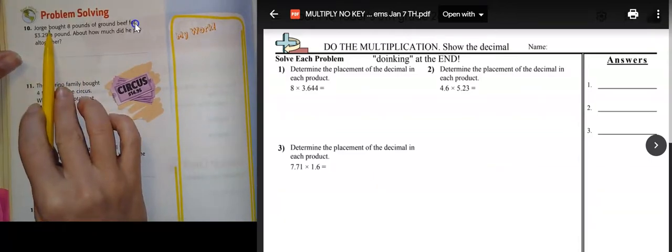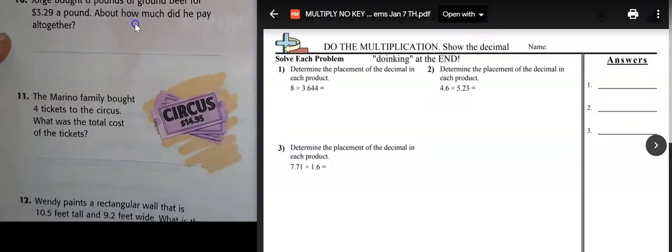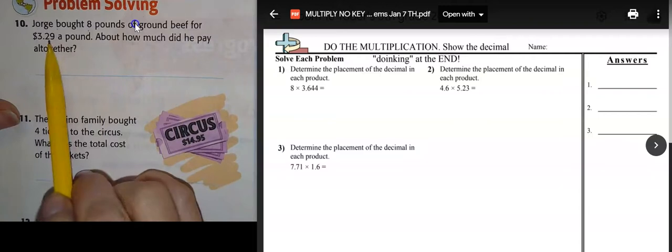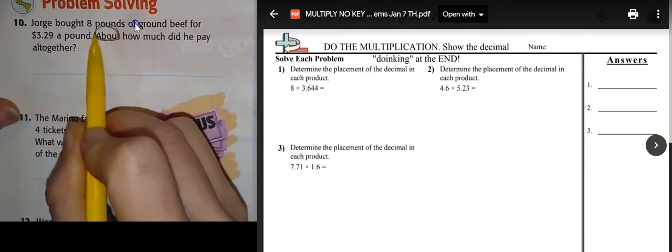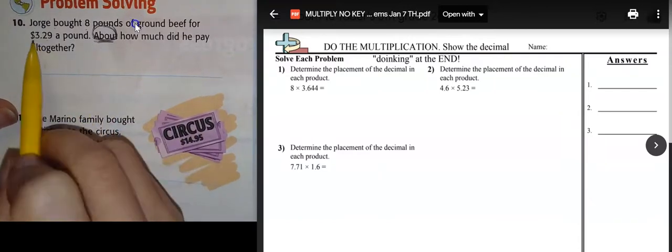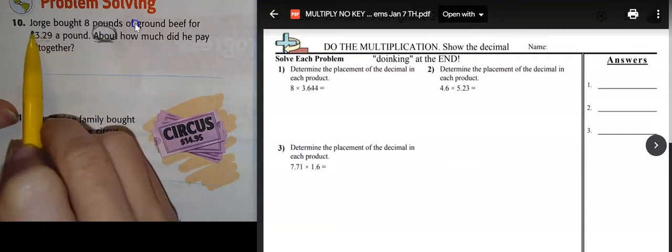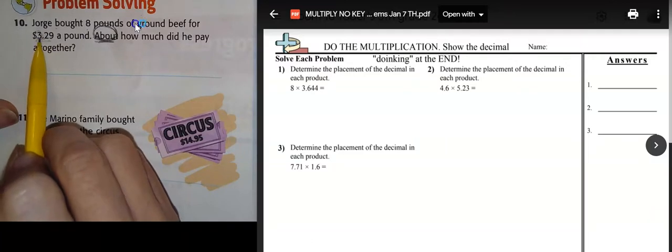Number 10 here. So we have George buying 8 pounds of ground beef for $3.29. About how much does he pay? This means it wants an estimate. Anytime you have decimals and it asks for an estimate, first thing you want to look at is whole numbers. So $3.29 is close to $3.